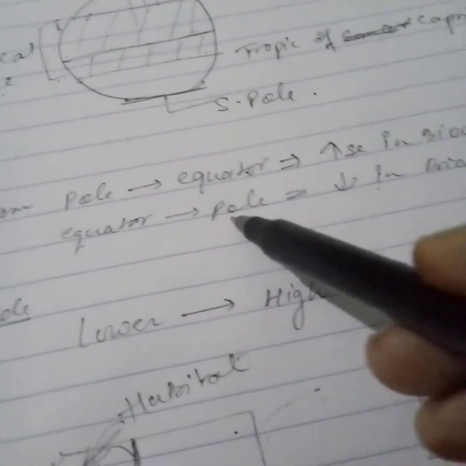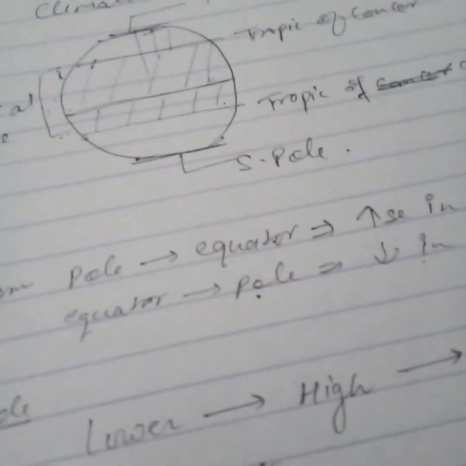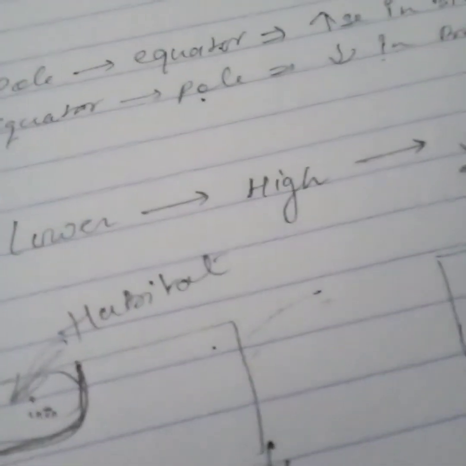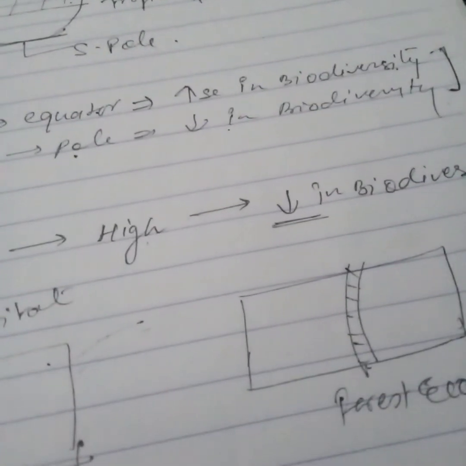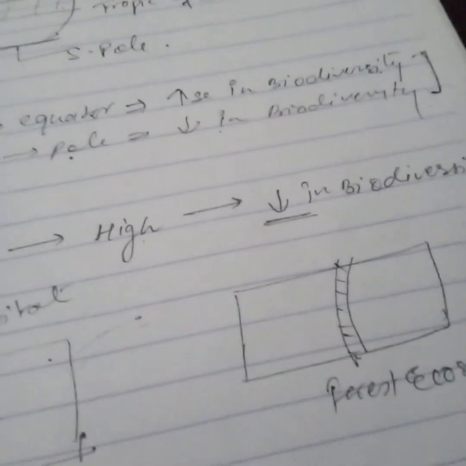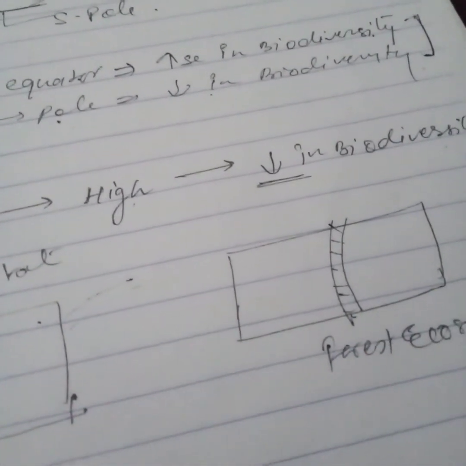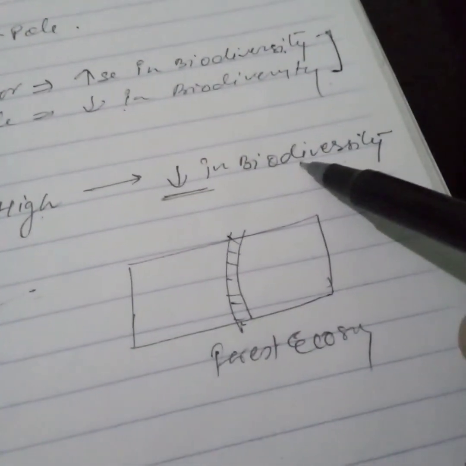Because, as we know, the polar area has minus temperature, clear. That's why at the polar region there will be less biodiversity. And whenever we move from lower altitude to higher altitude, what will happen to biodiversity? There will be a decrease in biodiversity because of the lower temperature. And all living organisms need an optimum temperature to survive, to maintain their body size, to maintain their physiochemical processes. That's why higher altitude shows decreased biodiversity.